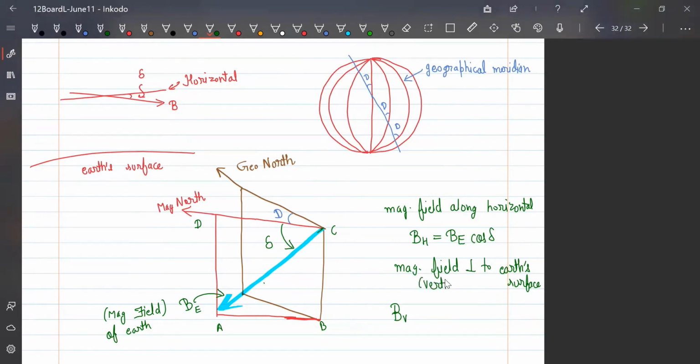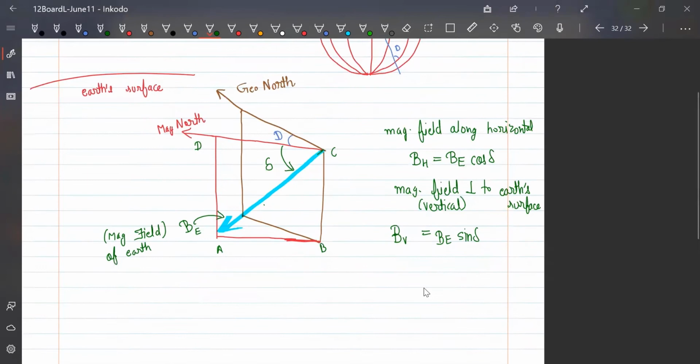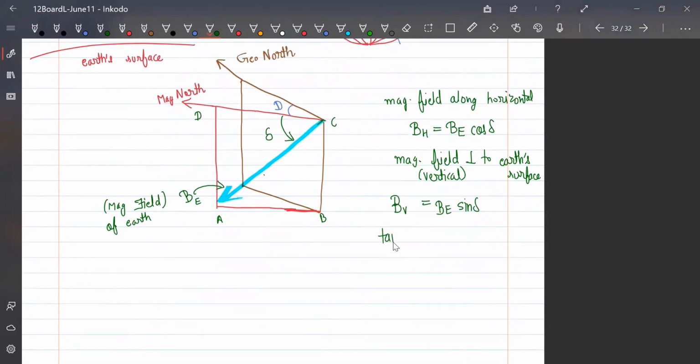This is vertical direction magnetic field. This will be the component along the direction of CV. So this delta is there, so it becomes 90 minus delta. So this is BE sin delta. So these are the horizontal and vertical components. If you want to write, you can also write tan delta. Tan delta is vertical component by horizontal component. This results in delta as tan inverse BV by BH. The delta is angle of dip. Dip is going downwards, dipping down.